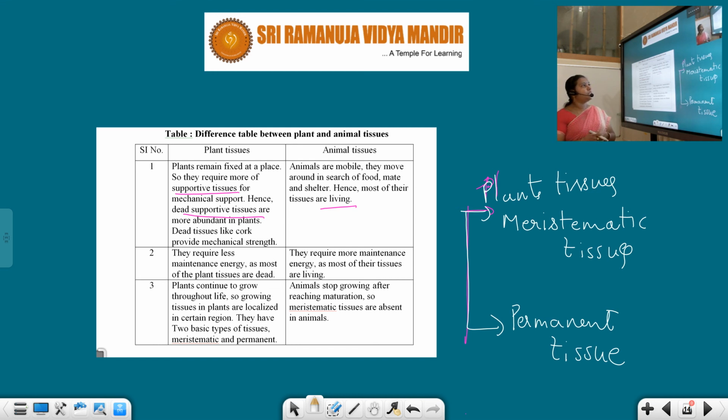This is about the differences between plant tissues and animal tissues, students. Today we studied the new topic named tissues, and I hope you all understood the introduction class of the tissues.